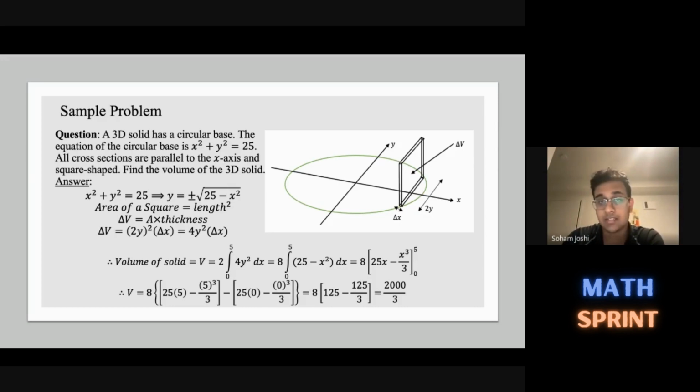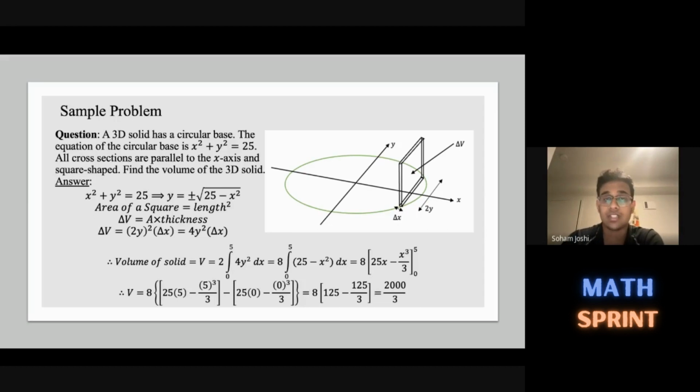Why are we multiplying the integral by 2? Well, our lower limit is 0, so the integral that we created only covers half of the circle. We need to multiply the integral by 2 to cover the entire circle.